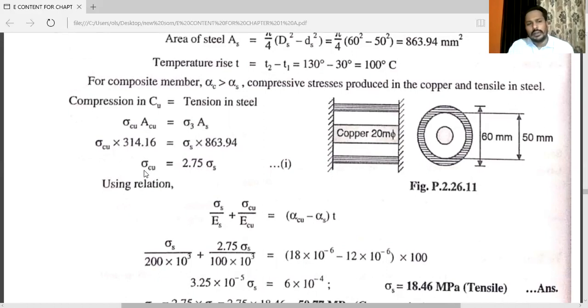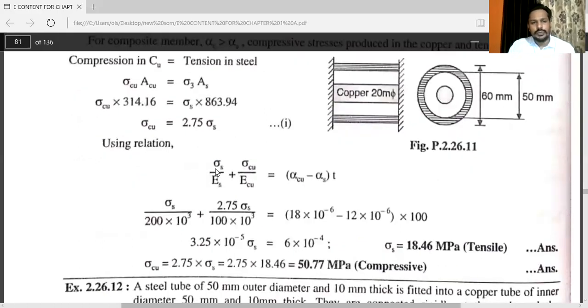See, we don't have the value of stress of copper and we don't have the value of stress of steel. It is equation number 1. You have to highlight this equation because we have to find out stress of copper and stress of steel. But according to this condition, you will get this equation. This condition is very, very important. Please highlight this condition. It is a very important condition to solve this problem.